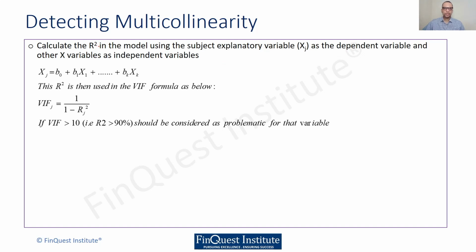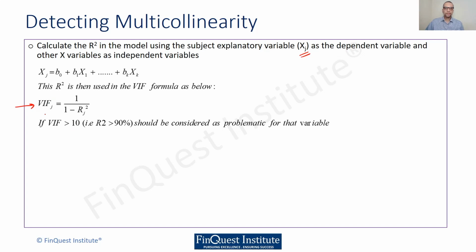So we calculate the R squared in the model using a subject explanatory variable. I'll choose to call it xj. We'll treat this variable xj as a dependent variable and all other remaining x variables as independent variables. So using a standard equation, we have this linear setup, right? We have xj on the left hand side, which is our dependent variable, and we have other things on the right hand side. We figure out this r squared. Now, the r squared which comes in, we plug it into the standard VIF formula, which is given below.